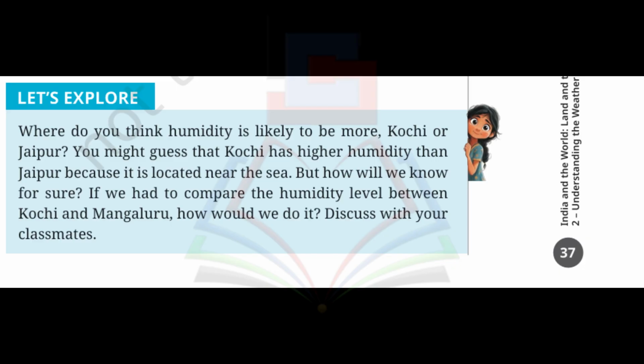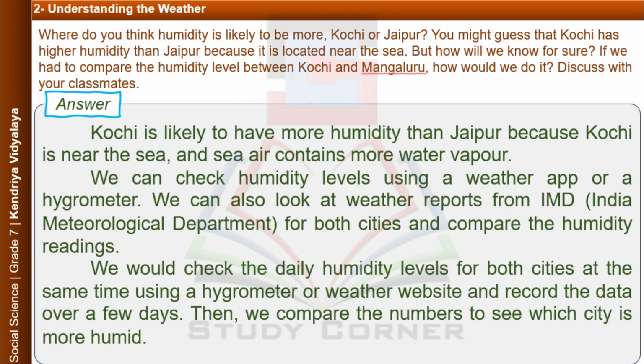Discuss with your classmates. Answer: Kochi is likely to have more humidity than Jaipur because Kochi is near the sea, and sea air contains more water vapor. We can check humidity levels using a weather app or a hygrometer. We can also look at weather reports from IMD, India Meteorological Department, for both cities and compare the humidity readings. We would check the daily humidity levels for both cities at the same time using a hygrometer or weather website and record the data over a few days.